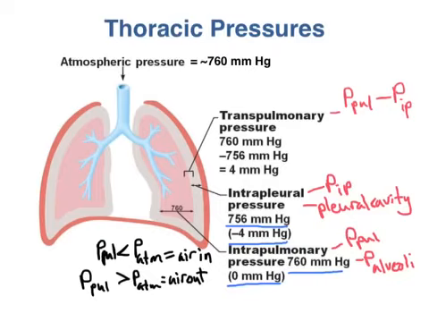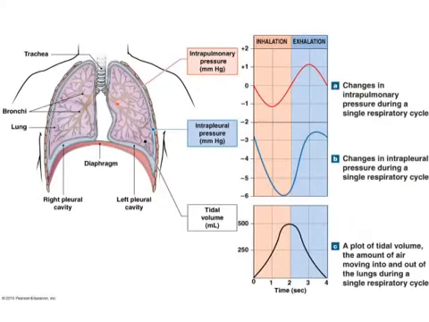This diagram shows how the intrapulmonary and intrapleural pressure changes as you inhale and exhale over a complete respiratory cycle. And it shows down here how these pressure changes relate to the volume of air in the lungs.